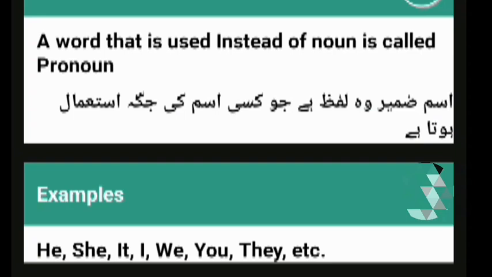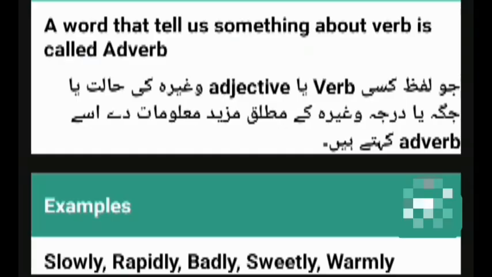A word that is used instead of a noun is called a pronoun. He, she, it, I, we, you, they, etc. A word that tells us something about a verb is called an adverb. Slowly, rapidly, badly, sweetly, warmly.